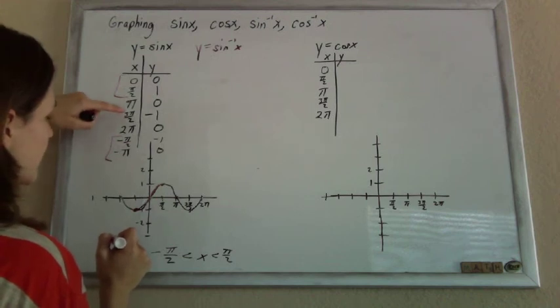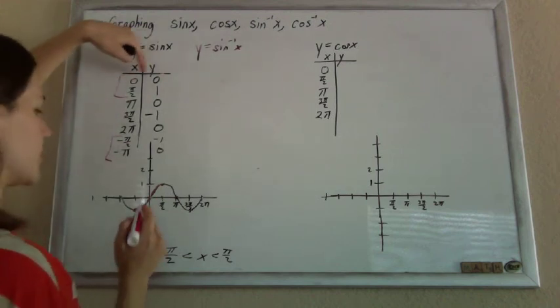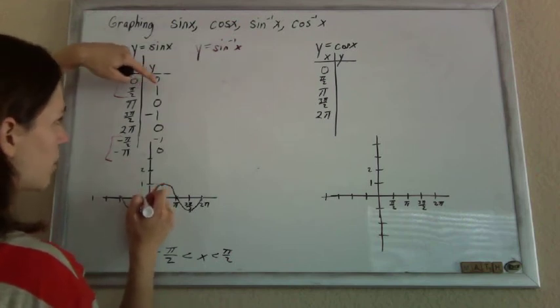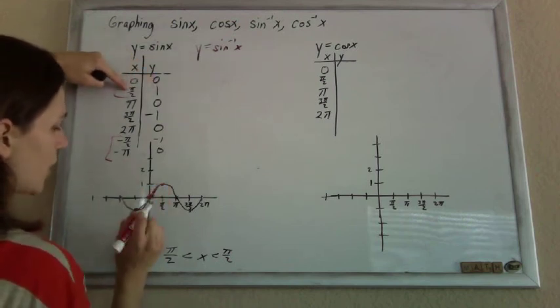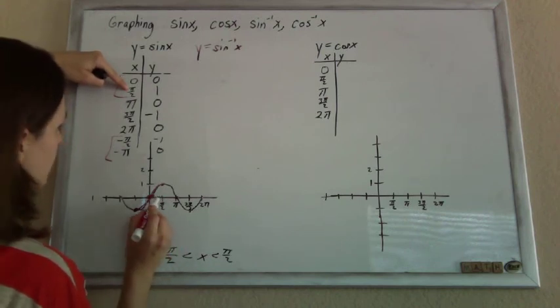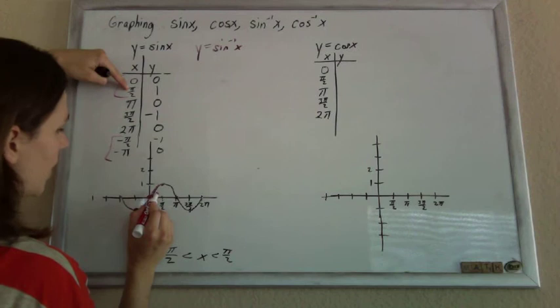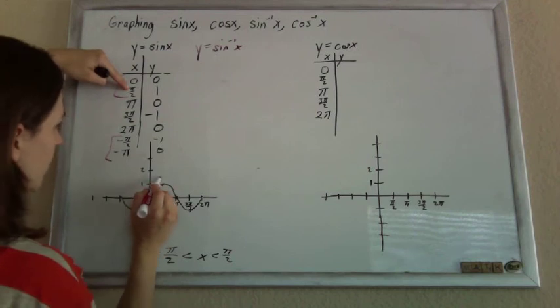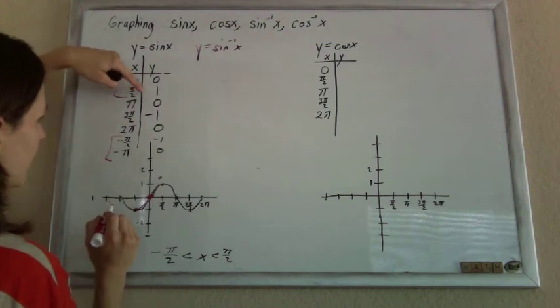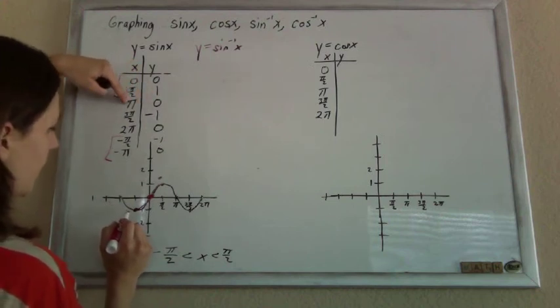So instead of plotting 0, 0, I'll plot 0, 0. That point's going to stay. Instead of plotting pi halves, 1, I'll plot 1, pi halves. So 1 here is a little less than pi halves, and then I'll go up to pi halves, which is a little bit more than 1. And so I'll stop there. And then I'll plot 0, pi.